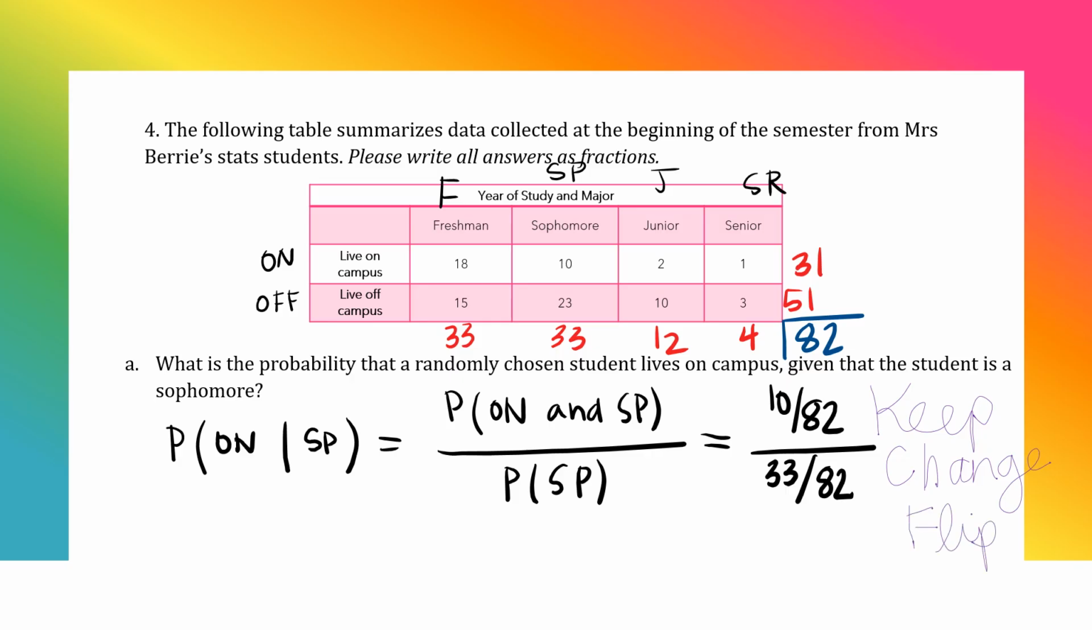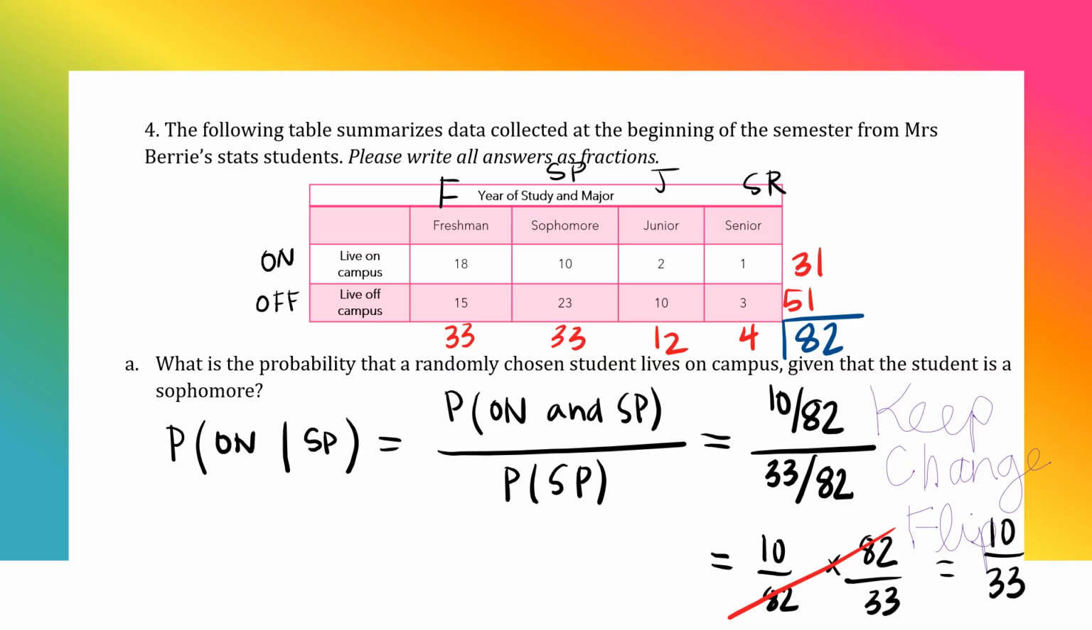The fancy way of saying that is multiply by the reciprocal. So you keep the top fraction the same, you change that operation to multiplication, and then you flip that bottom fraction. So keep the top the same, change the operation to multiplication, flip the bottom one. And when you do that, you're going to have this nice little cancellation happen. And then you're going to be left with 10 over 33.